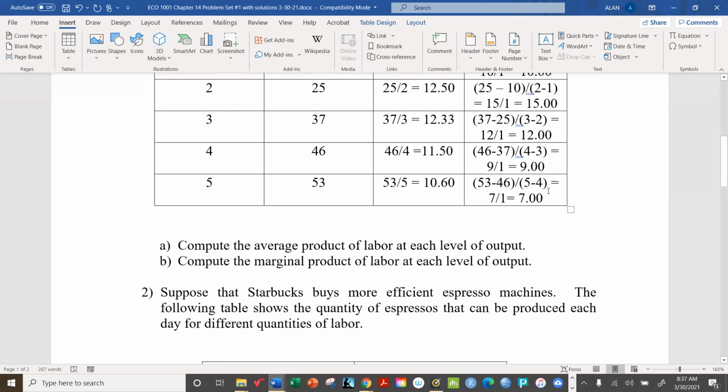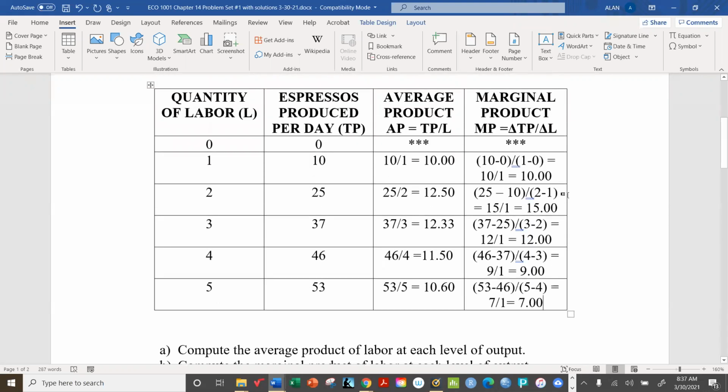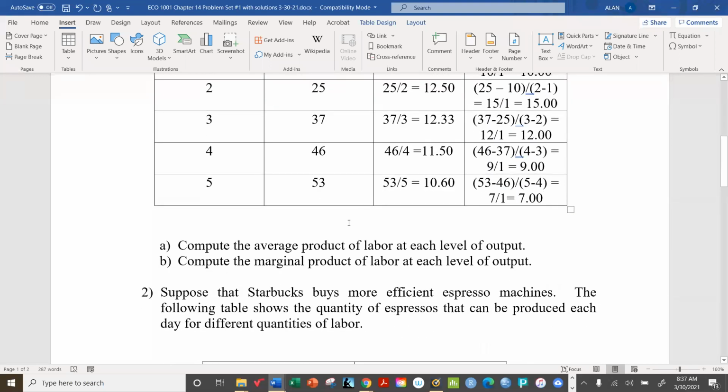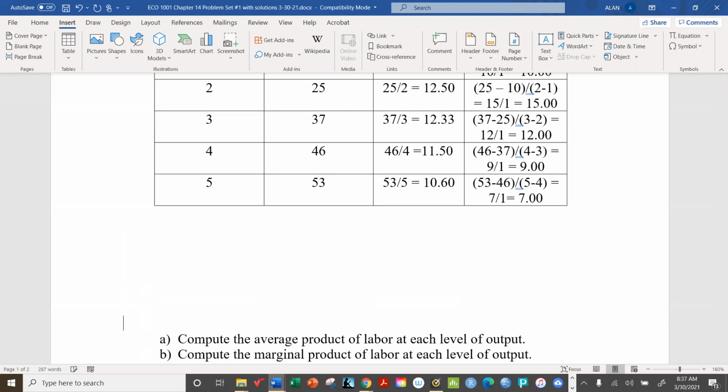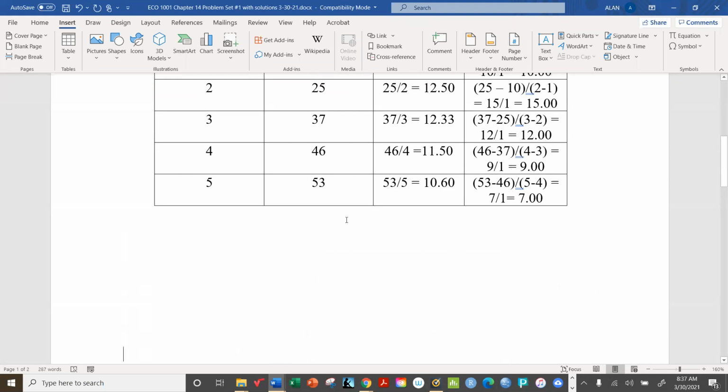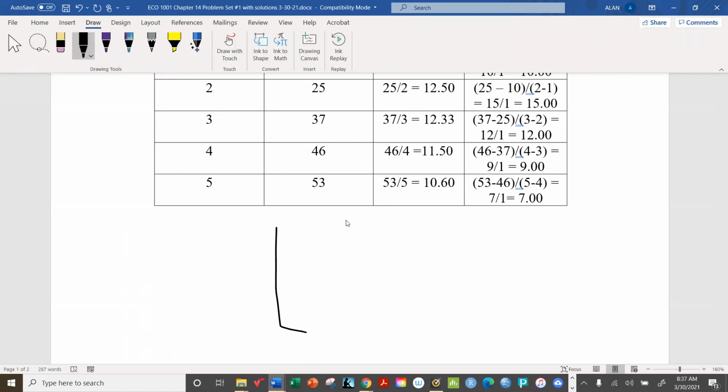All right, now it doesn't actually ask you to graph these, but you kind of get the idea. The average product at first rises and then it falls off. The marginal product does the same thing. If you were asked to draw it, let's just give it a rough sketch. You'd have total product here, and here's labor. Now, average product would rise at first and then start to fall, and then marginal would do something like this.